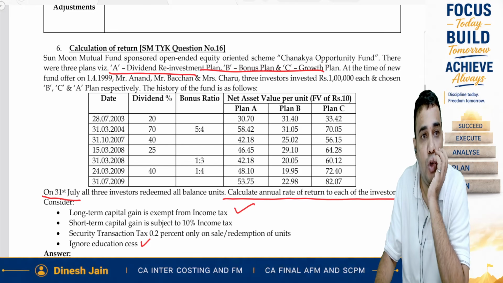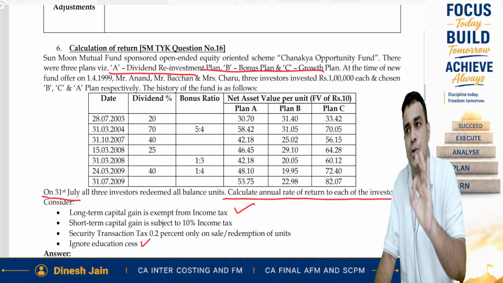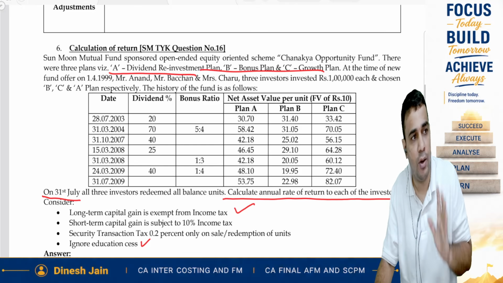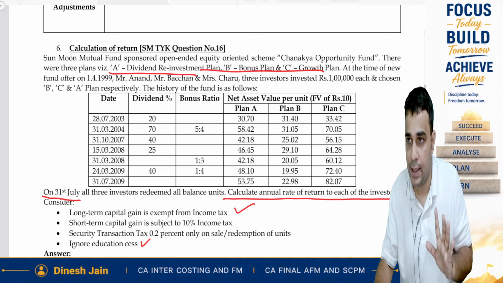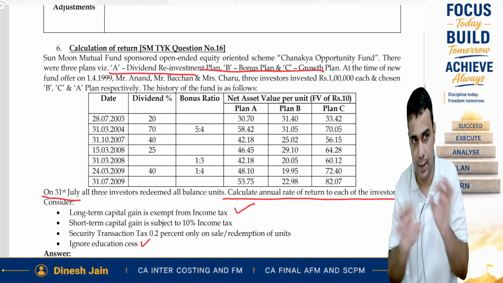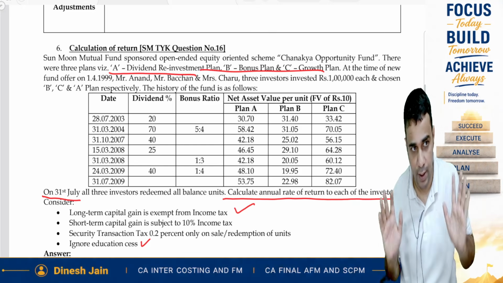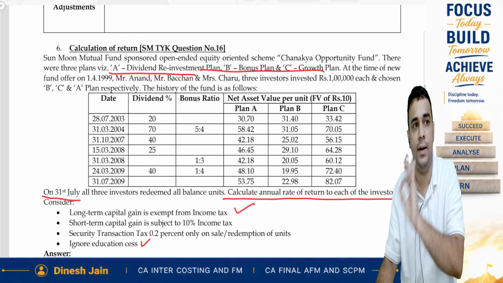31st July 2009. Investment is done on 1/4/99. Redemption is done on 31st July 2009, and they want us to calculate the return. Basic formula is what I get back minus what I give, divided by what I give, into 12 by M, into 100 to get the annual return. Without 12 by M, it is called holding period return.